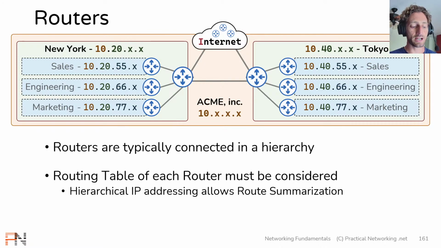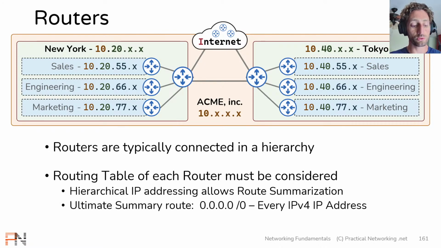Moreover, this hierarchy also allows me to do what's known as the ultimate route summarization, and that's this route right here for the 0.0.0.0 network ID and the /0 mask. This network ID and mask include every IPv4 address, every address in the IPv4 internet. This is what's known as a default route.